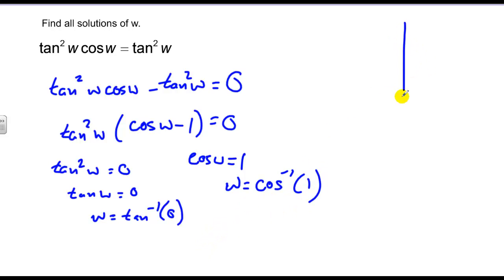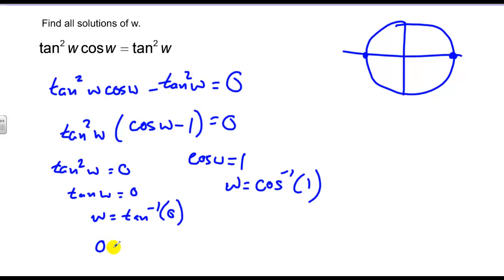On my unit circle, where do I get a tangent value of 0? It's wherever my y value equals 0. So here and here my y value is equal to 0. Therefore, for this portion, I would get 0 plus pi k. And then where does the cosine value equal 1, or where is my x value equal to 1? That's the only place.